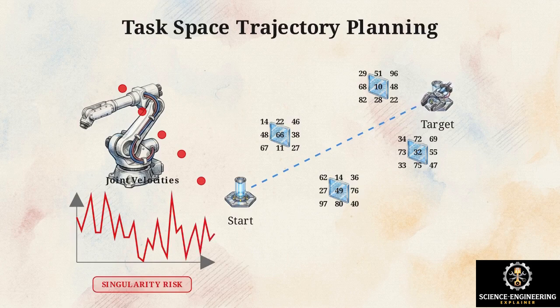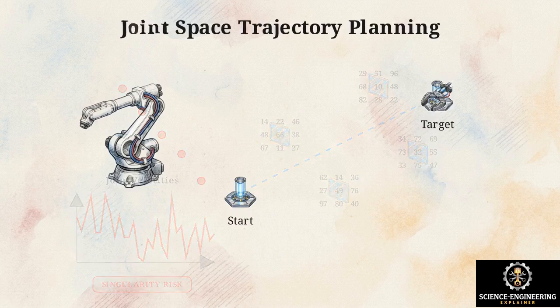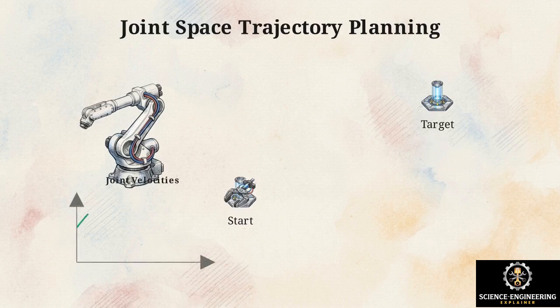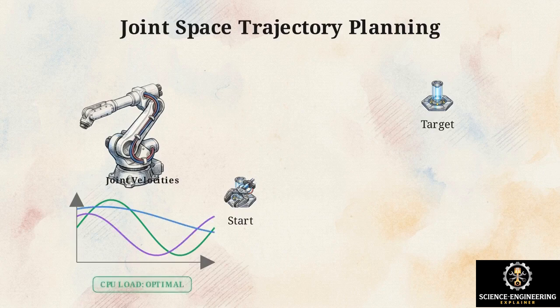As the arm maintains the strict Cartesian path and approaches kinematic singularities, individual joint velocities spike erratically to keep the tool precisely on track. The alternative is joint space trajectory planning. In this model, the system solves the inverse kinematics strictly twice, once at the starting waypoint and once at the final target. The computer then interpolates polynomial trajectories directly on the individual joint angles. This bypasses the continuous matrix calculations, drastically reducing the computational load and guaranteeing perfectly smooth, continuous actuator motion.